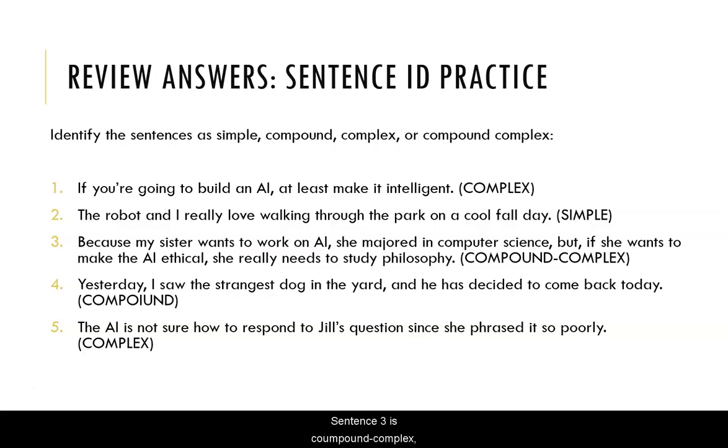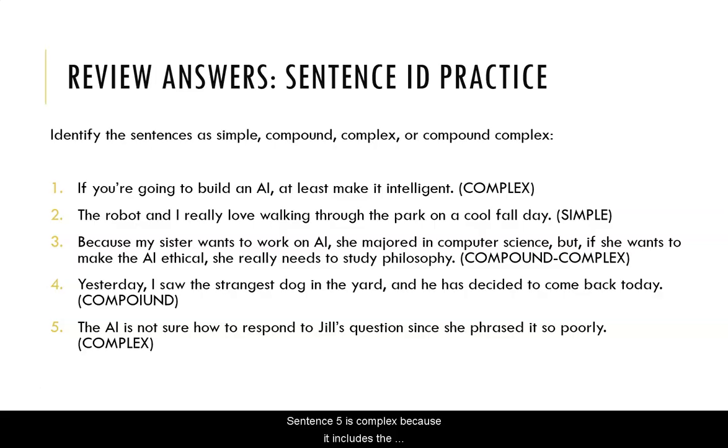Sentence 3 is compound complex because it contains 2 dependent clauses, because my sister wants to work with AI and if she wants to make AI ethical. Each of these is connected to its own independent clause, and a coordinating conjunction, but, connects these to form one sentence. Sentence 4 is a compound sentence because it has 2 independent clauses connected by the coordinating conjunction and.